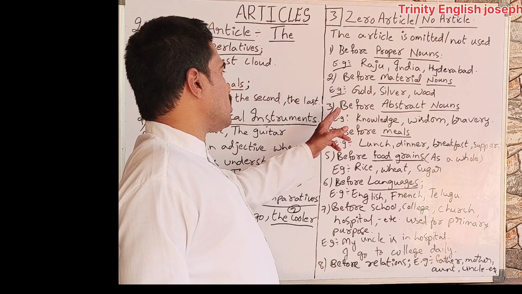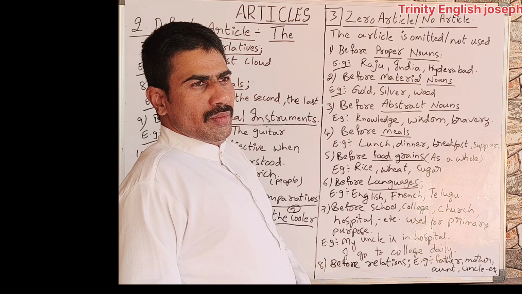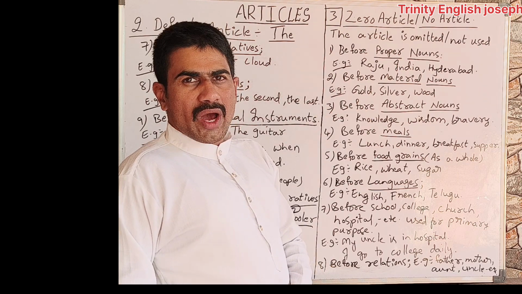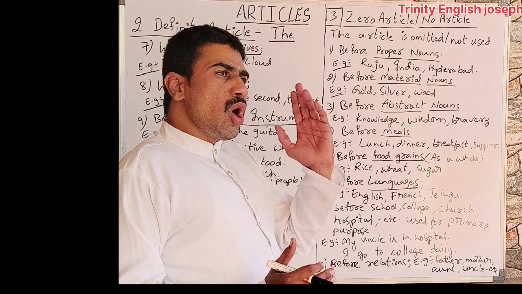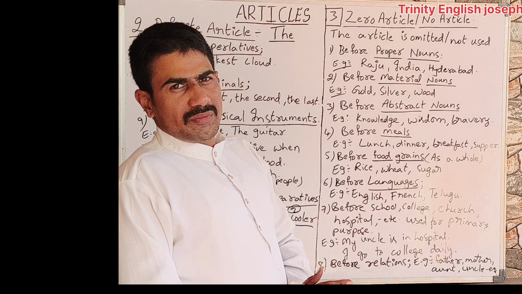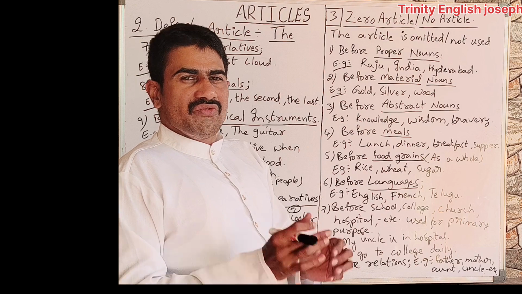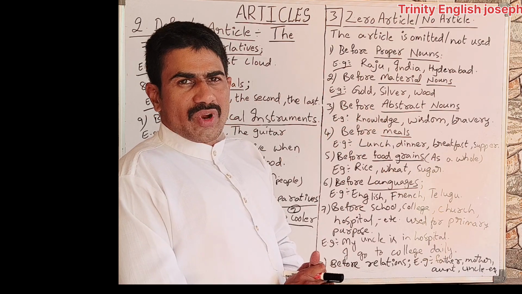The next one, the third use, is before abstract nouns. When I was talking to you about nouns, I told you there are different kinds of nouns, concrete nouns and abstract nouns. Abstract means which is not seen, which is not touched, which we can only feel or experience. Those are called abstract nouns.